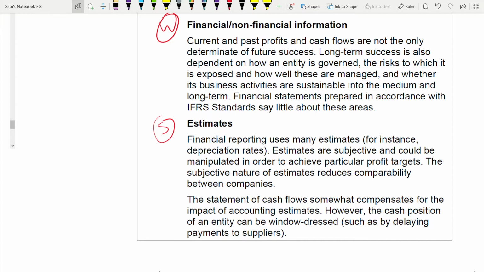For example, depreciation rates. One company is using a 5% depreciation rate on a straight line basis. The other company is using the same 5% depreciation rate but on a reducing balance basis, right? So profit and loss will be different. Comparing the two companies becomes very difficult, and you can easily manipulate also, right? Because they are subjective, to achieve a particular profit.